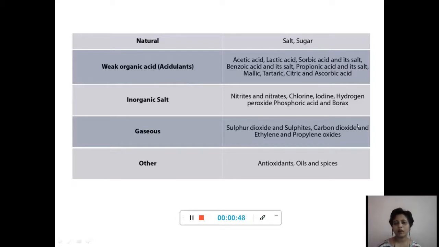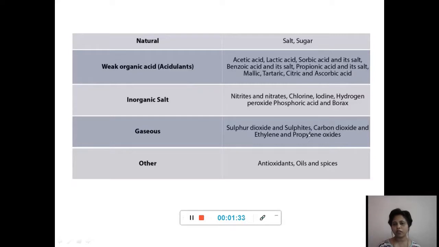Now, among the weak organic acids or acidulants, you have members such as acetic acid, lactic acid, sorbic acid and a salt, benzoic acid and a salt, propionic acid and a salt, malic acid, tartaric acid, citric acid and ascorbic acid. Among the inorganic salts, we have the nitrites, nitrates, chlorine, iodine, hydrogen peroxide, phosphoric acid as well as borax, and the gaseous members include sulfur dioxide, sulfides, carbon dioxide and ethylene and propylene oxides. In addition to this, you can also have other preservatives such as antioxidants, oils and spices.